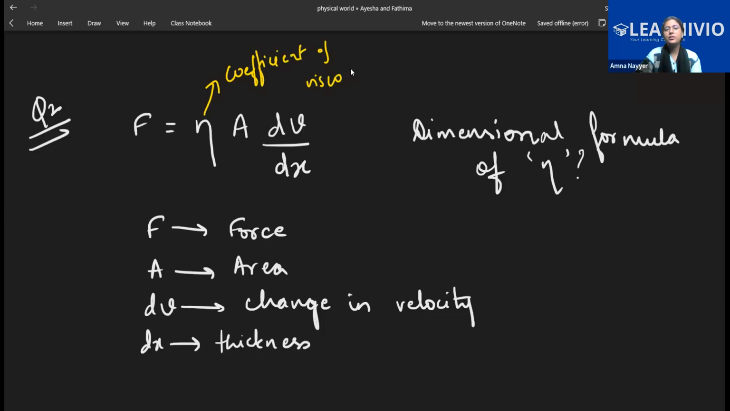This symbol is actually pronounced as eta. So coefficient of viscosity is this. A is the area, dV. Now, you have studied symbols like minus, plus and all. These are very common for you, like in class 11th, you people are already aware of all this.